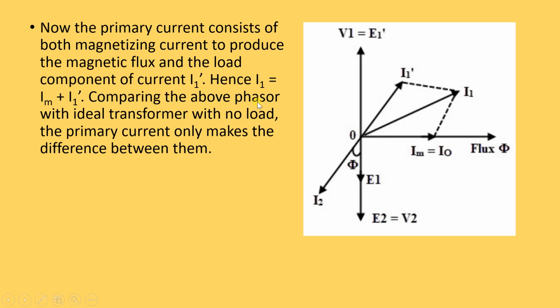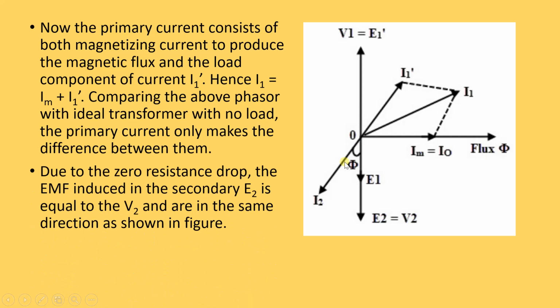So comparing the phasor diagram with the ideal transformer at no load, the primary current only makes the difference between them. When we compare this phasor diagram with the ideal one, in that case we are considering primary current I1 on this side. So this is about the phasor diagram. Due to the zero resistance drop, the EMF induced in the secondary E2 is equal to V2. Because we are not considering the resistances, E2 is equal to V2, and in the same direction, as shown in this figure.